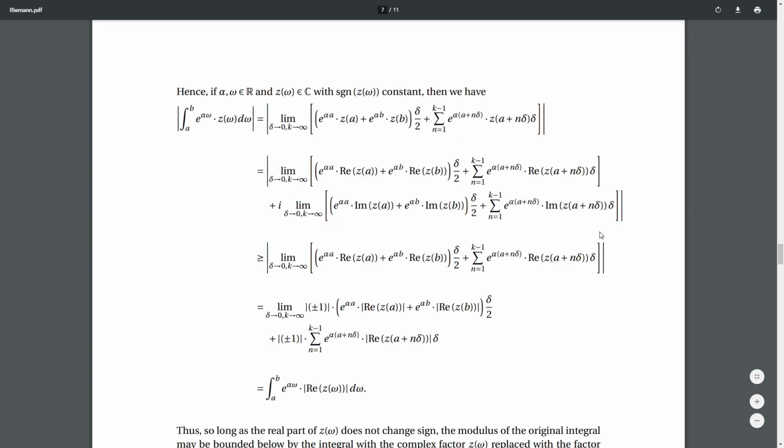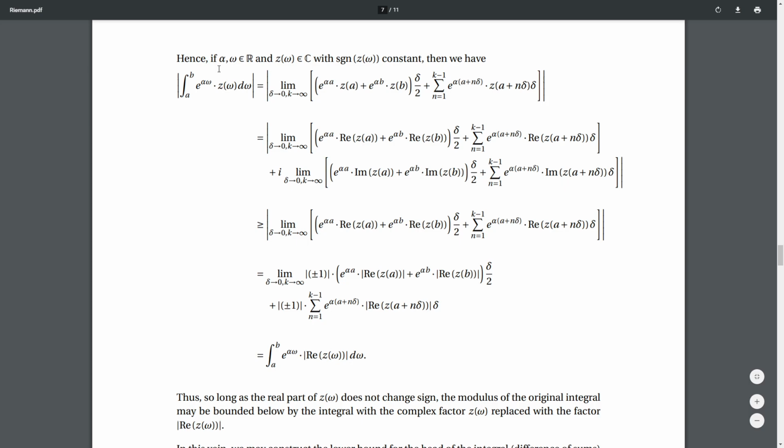Okay, so if we let alpha and omega be in R, and z of omega be a complex number, and the sign of z of omega is constant, and that should really be the sign of the real part of z of omega. Again, it's just another typo, but the sign of the real part of this. Sorry about that. Okay, then we go from this integral from a to b of e to the alpha omega times z of omega, d omega, to summations, so that we can use our previous results. So we're using the trapezoid limit here.